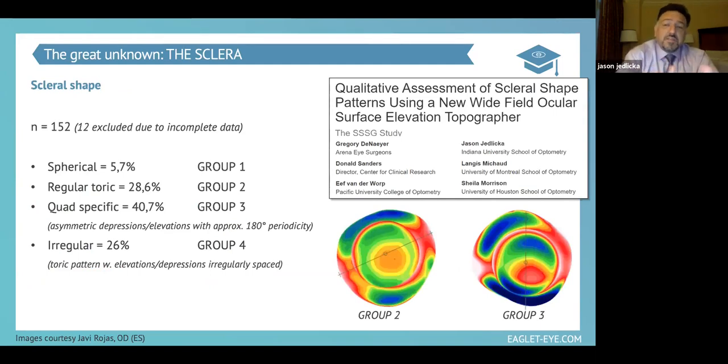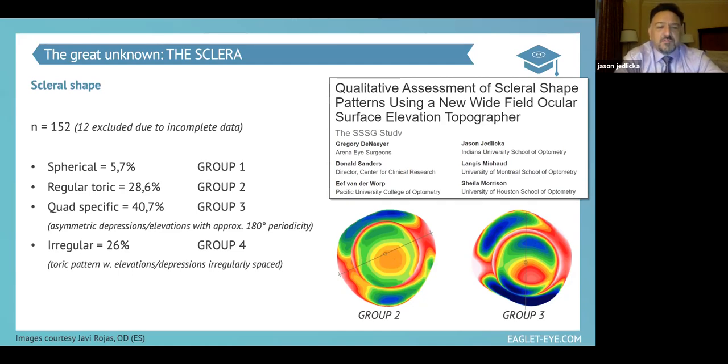So studies have been done to look at scleral shape and try to categorize it for our benefit as we fit individuals with scleral lenses, using a fairly wide range of what's an acceptable amount of variation in shape, up to 300 microns in difference across the scleral surface, considered spherical. We see that literally only 5 to 6% of individuals would be categorized as having a spherical scleral shape. Now, many more scleras are toric. We can see that regular toricity comprises almost 30%, but even that is not that high a percentage.